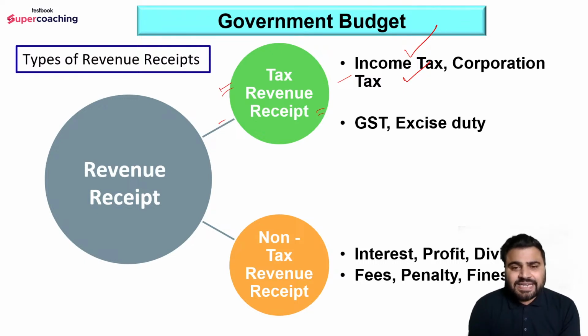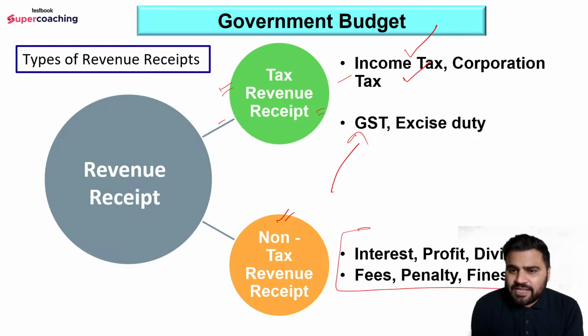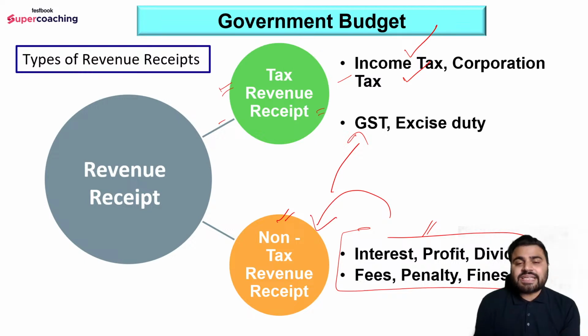Got it? Second category is the non-tax revenue receipt. What is the meaning of non-tax revenue receipt? The receipts which are not in the form of taxes. For example, interest that government is receiving, the profit that government is receiving, the dividend that government is receiving, the fees that government is receiving, penalties and fines. So these all are not in the form of taxes. And if they are not in the form of taxes, then that would be the part of non-tax revenue receipt.